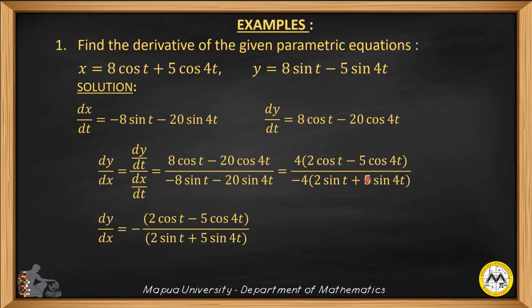Okay, so this particular expression here can be simplified to lowest terms, dividing both members of the fraction by the common factor 4, and therefore dy/dx is given by the negative of the ratio, the quantity 2 cosine of t minus 5 cosine of 40 divided by the sum 2 sine of t plus 5 sine of 40.